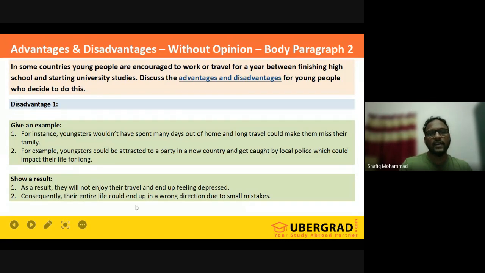Consequently, their entire life could also end up wrong by taking this wrong step and wrong direction due to small mistakes. With this small mistake, they can lose their entire career. Also, they might not even go to the... For example, if an FIR is written on that student, God forbid, and it should not happen to anyone, then they are not eligible for further studies. Maybe they won't get the same things that normal students get. So they might end up in some problem. So that is what the result is, right?